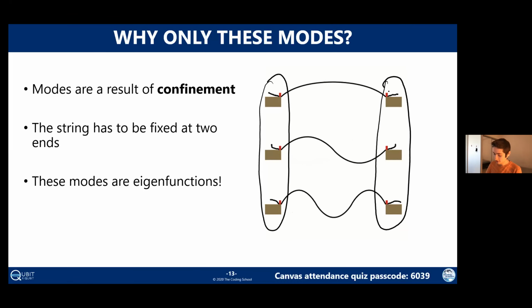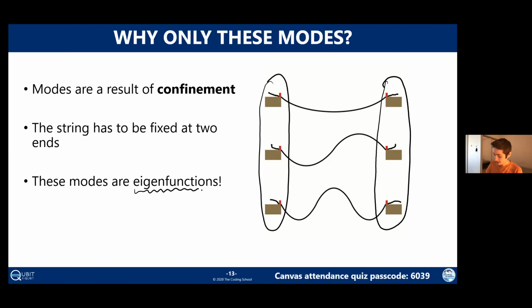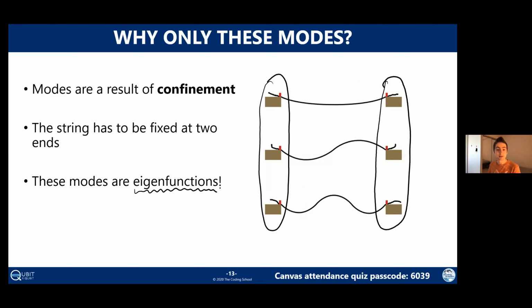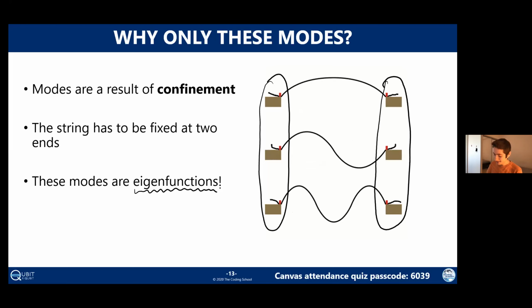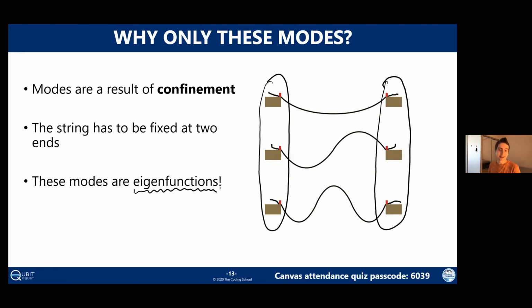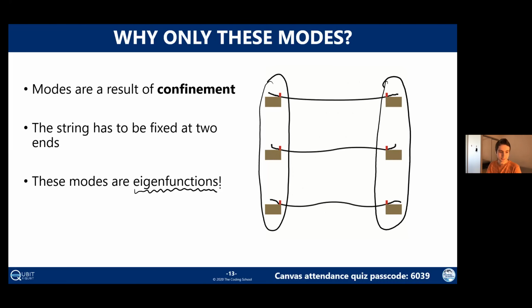Now, these modes, by the way, just another piece of terminology, I guess. In a more mathematical sense, we would call them eigenfunctions. And if you recognize that word eigen, yes, that is absolutely related to eigenvectors, which we'll get to soon.